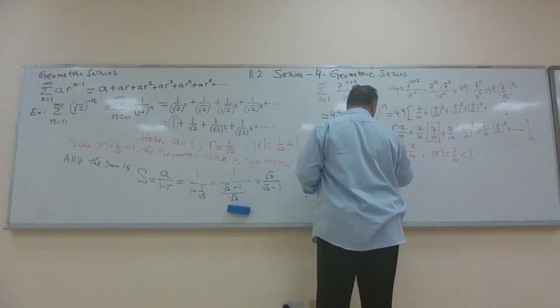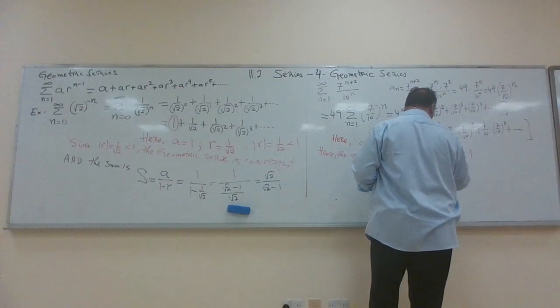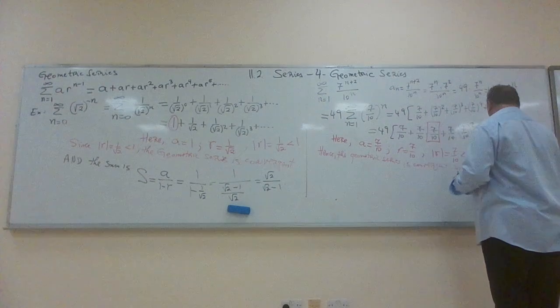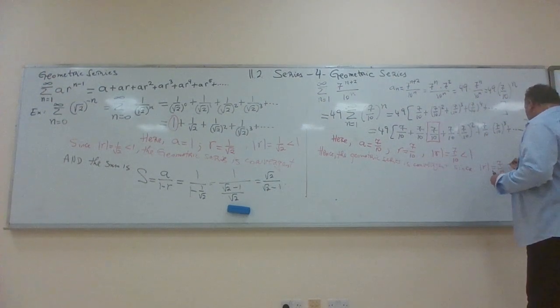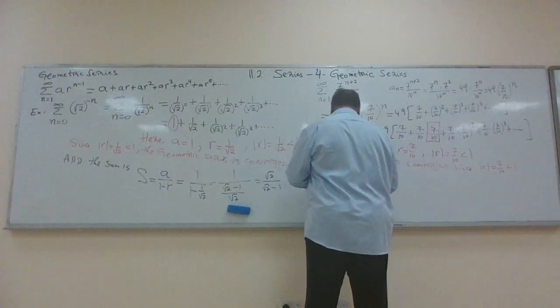So the geometric series is convergent since this guy, the common ratio, is smaller than 1. Now we can compute the sum.